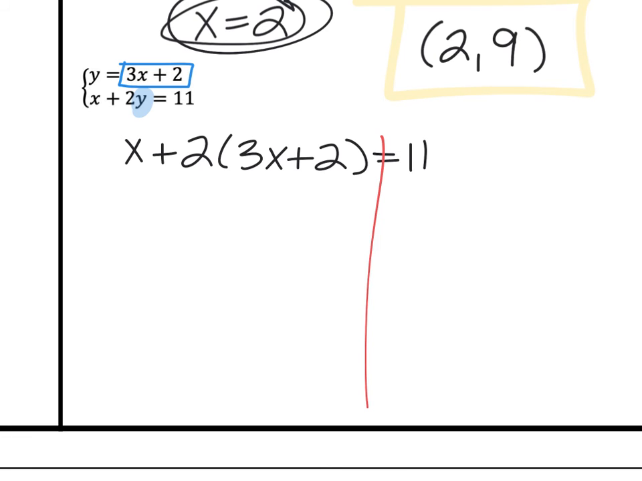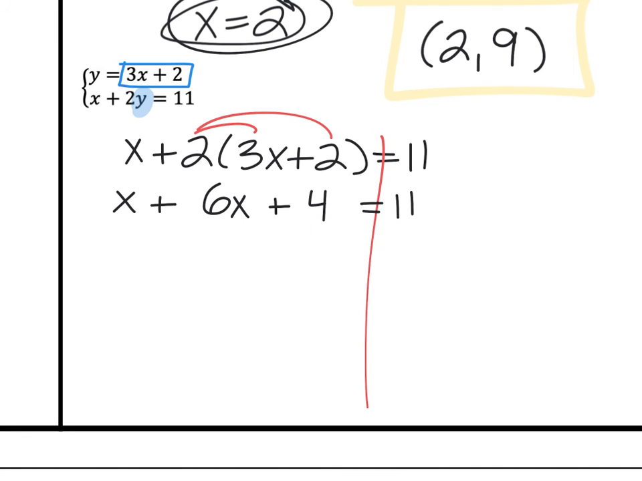Can I distribute? You betcha, and you need to. Remember, when we distribute, that means to multiply. Some of us have a tendency to add. That is wrong. Multiply. So x plus 2 times 3 is 6x, and 2 times 2 will get you 4.